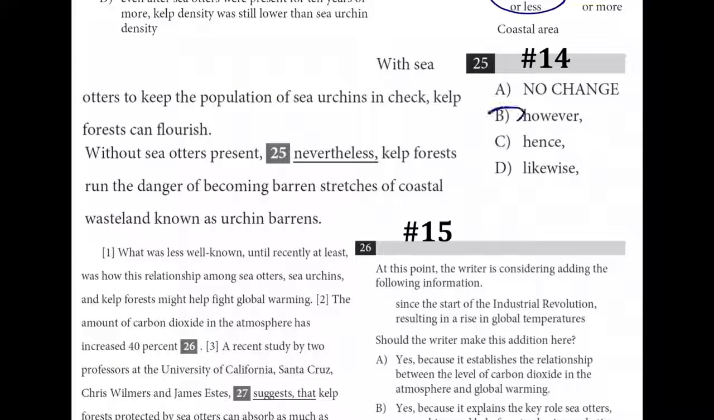25. B, however, is the best answer, because the conjunctive adverb however accurately communicates the contrast between an environment shaped by the presence of sea otters, described in the preceding sentence, and an environment shaped by the absence of sea otters, described in this sentence.